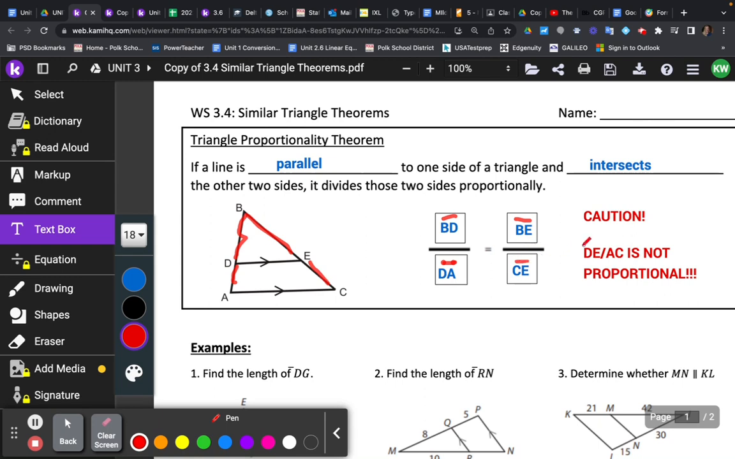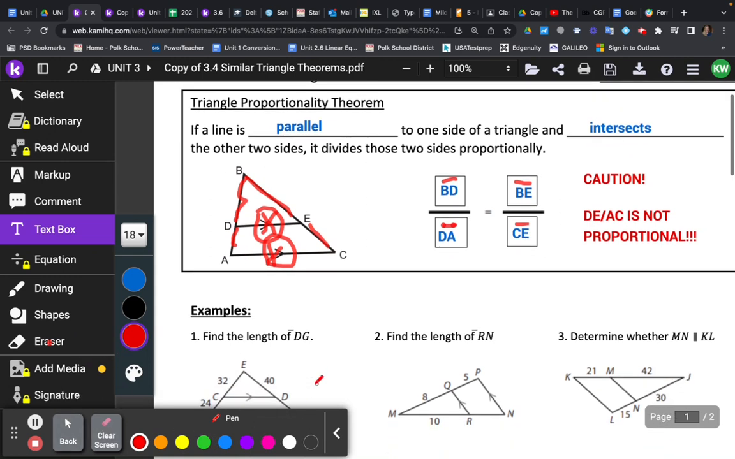Again, I didn't say anything about these up here, this one and this one. No, that is a caution. These are not going to be proportionate in this particular example. All right. So let's take a look at how it looks. Again, how does this exist? There's parallel lines. Make sure you have those marks, right? But these two that have the parallel marks, you will not set up a proportion. Okay. Make sure you understand that one.